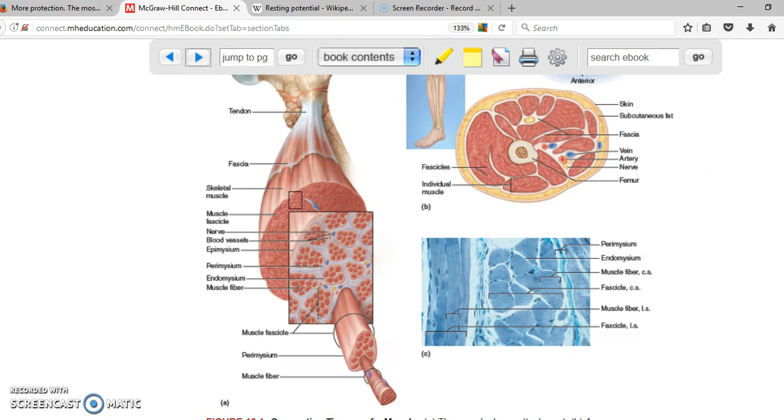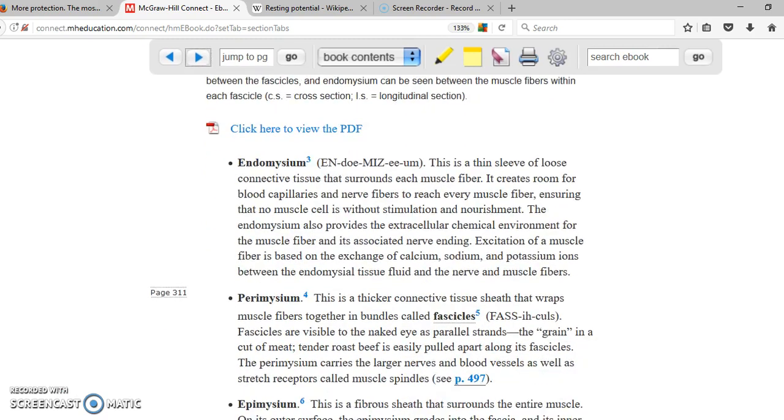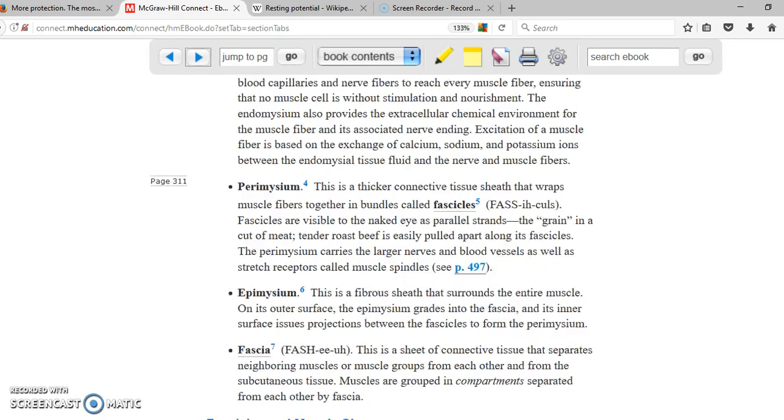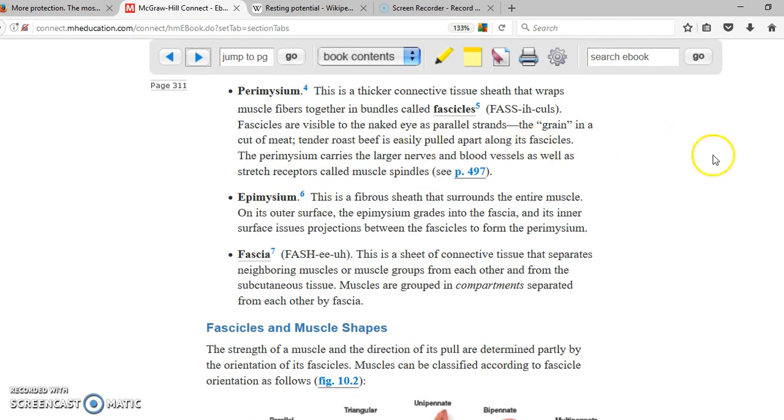So what are the different types of connective tissue membranes that we have? As you can see here, it is endomysium, perimysium, and epimysium. In addition to those three, you have fascias. So don't forget to take a look at this. And again, we're going to see this again later on.